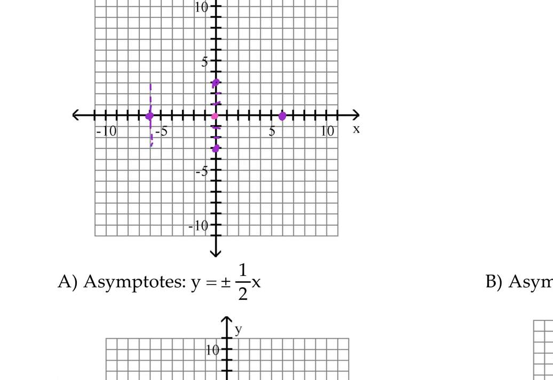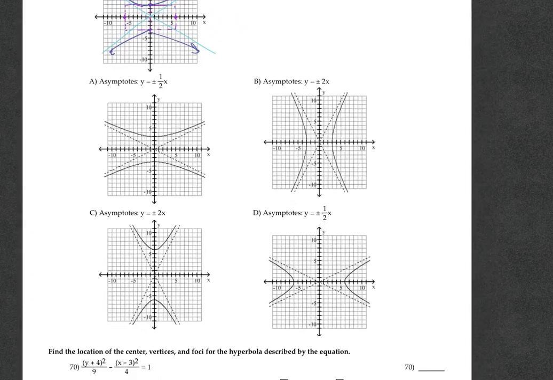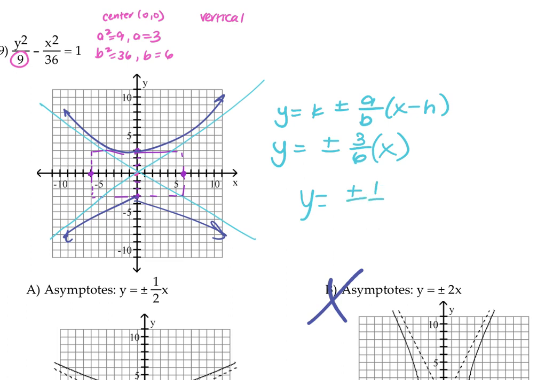I would make the box. I would draw the asymptotes through the corners. And it's vertical, so the branches are going to go off the top and the bottom, which already tells me it's A. Before I even have the asymptotes. So the asymptotes would be y equals k plus and minus. It's vertical, so it's a over b, x minus h. K is 0, so it'd be plus and minus the a, which was 3 over 6 times x, and that's where the 1/2 comes from.